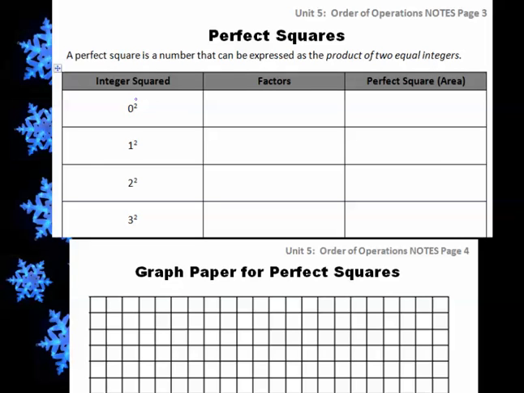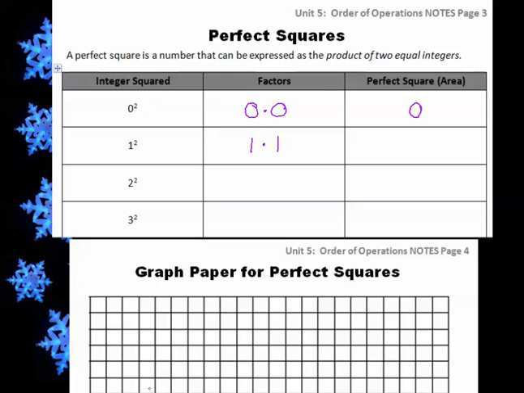So if we were to write this out in product form or in factor form, because we're using the word factor here, I would write this out 0 times 0, which is going to give me 0. Now in that case, 0 isn't really a good example of what we're doing because it's not really showing a picture because it's 0. But if we look at the next example, 1 to the second power, we can write that out as 1 times 1.